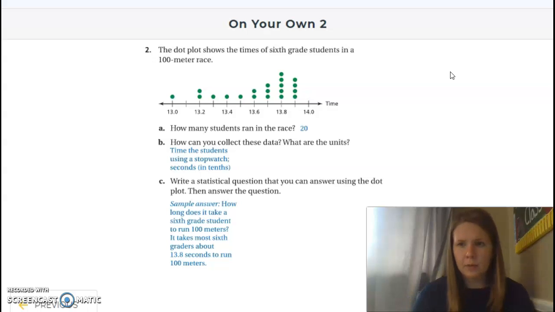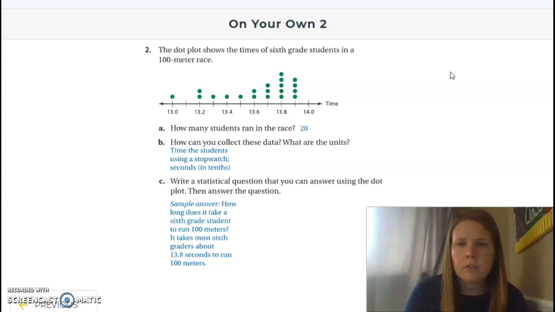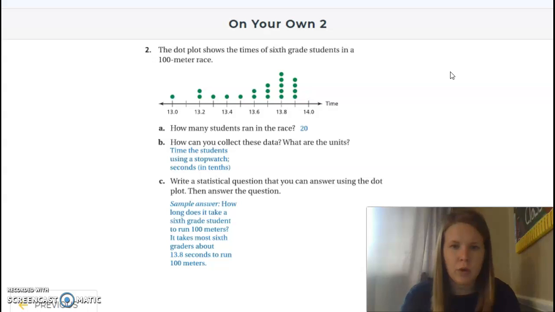When we get into talking about your statistical measures in these next few units, that's going to be your mode. Your mode is the most frequent, okay? So I always kind of think most mode, M-O-M-O. So the most frequent one looks to be 13.8. So I would say it takes most 6th graders about 19.8 seconds to run a 100 meters as we go through. Okay.